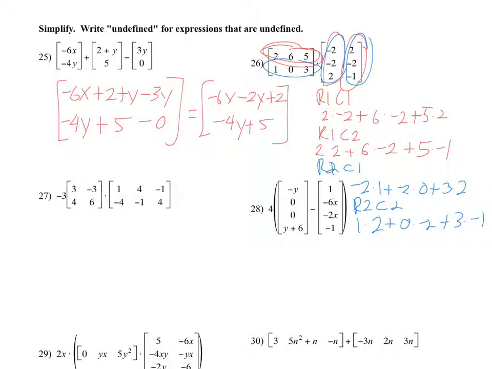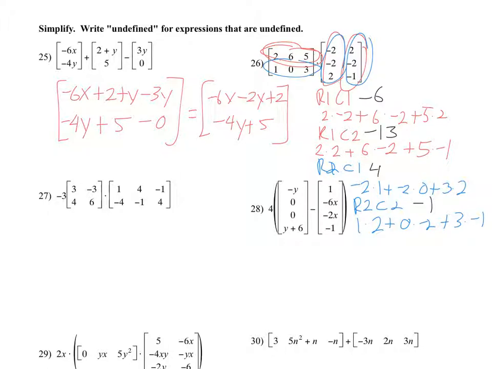Okay, I'm going to add all these things up. So row 1, column 1 would be -4 plus -12 is going to be -16 plus 10 is -6. Row 1, column 2 is going to be 4 minus 12 is -8, minus another 5 is -13. Row 2, column 1 is going to be -2 plus 0 is -2 plus 6 is going to be 4. And row 2, column 2 is going to be 2 plus -3 is -1.